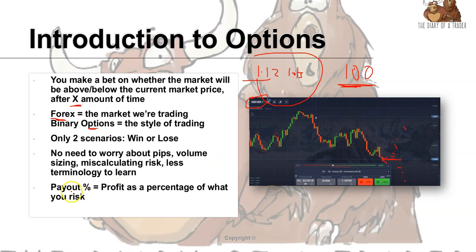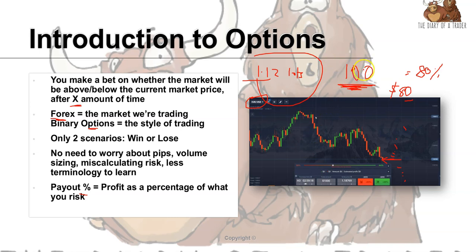And you have the payout percentage, which will be given to you when you open your platform. The payout percentage is simply the profit as a percentage of what you've risked. So if you've risked 100 and the payout percentage is 80%, then you will be making $80 on that trade. So you've risked 100 and you've made 80. But at the same time, you also know that this is the maximum risk.